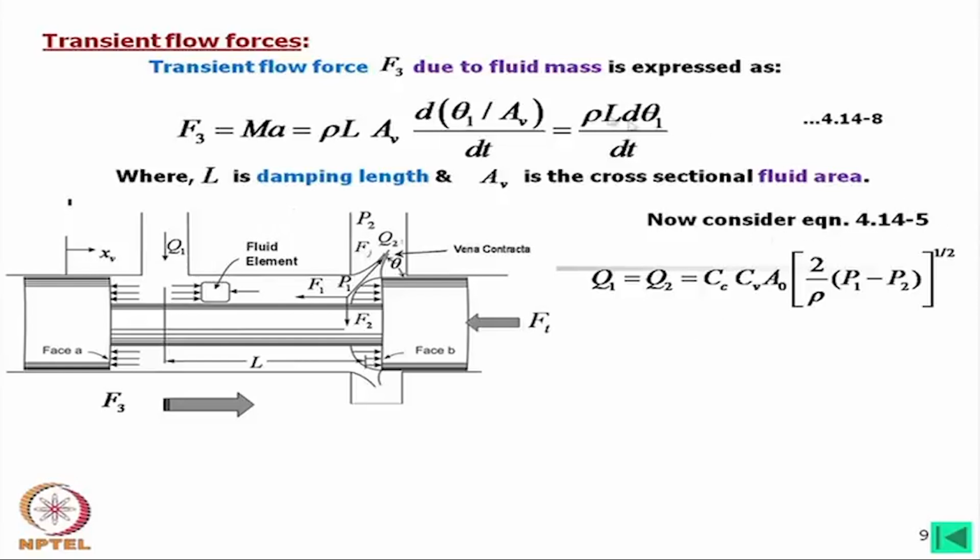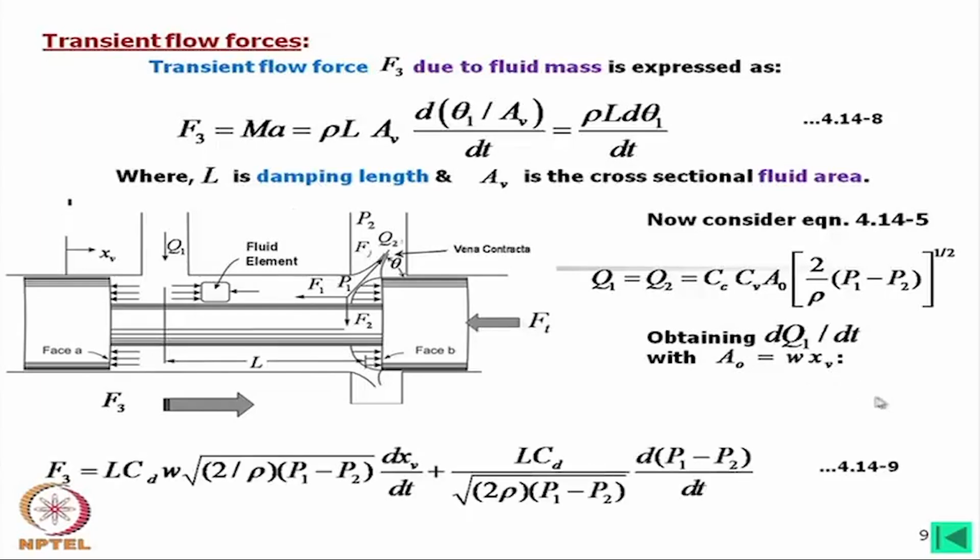So, now we consider again this Q1 is equal to that continuity which gives these equations, and then what we are doing, we are obtaining del Q1 del T. I have already told that this will be del Q1 del T, not theta 1. So, with A0 is equal to W into xv. In reality we have given this displacement. So, our orifice opening area will be W into xv.